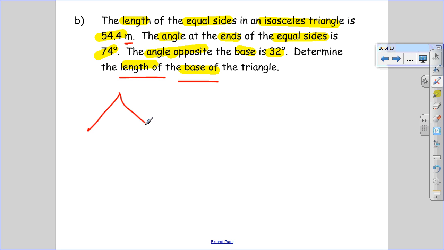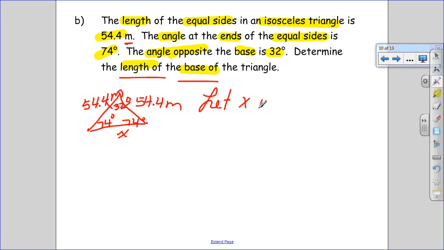Again, before I introduce any variables, I'm going to draw myself a picture because a picture is worth 1,000 words. I've got an isosceles triangle. I've got two equal sides. It tells me their lengths are 54.4 meters. It tells me the angles at the ends of the equal sides are 74 degrees, so I can put that in. And the angle opposite the base is 32 degrees. Find the length of the base. So I'm going to put that there. I'm going to say let x represent the length of the base.